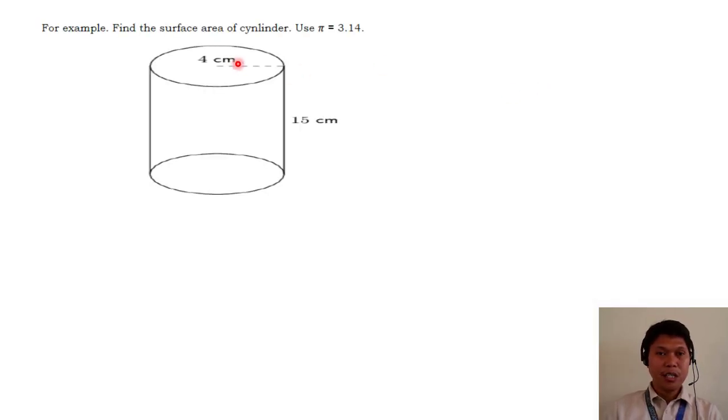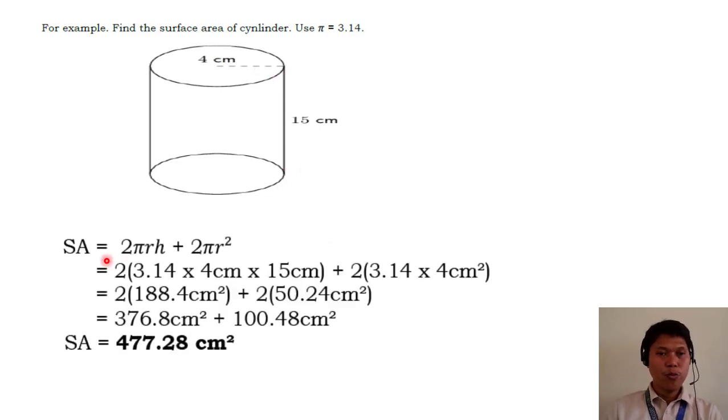Okay. For example, the radius is 4 centimeters and the height is 15 centimeters. Then we just substitute the values. 2 times 3.14 times the radius, 4, times the height, 15, and then 2 pi r squared. So 2 times 3.14 times r squared, and 4 squared is equal to 16.